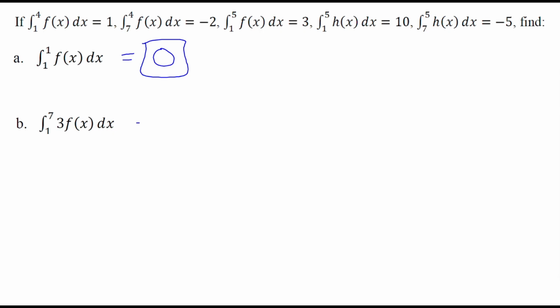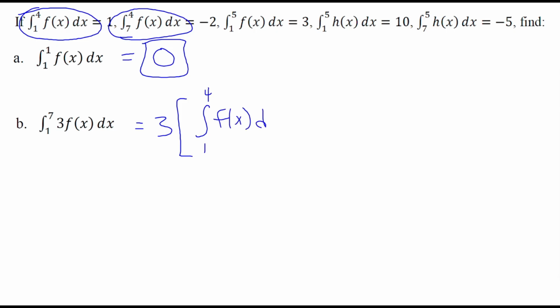Well, first we'll pull the 3 out. All right, so this is 3 times the integral from 1 to 7 of f. Well, I don't have the integral from 1 to 7 of f. But I do have the piece from 1 to 4 and the piece from 7 to 4. So if I had 1 to 4 and 4 to 7, that would work out really well. So let's write that. 1 to 4 plus 4 to 7.